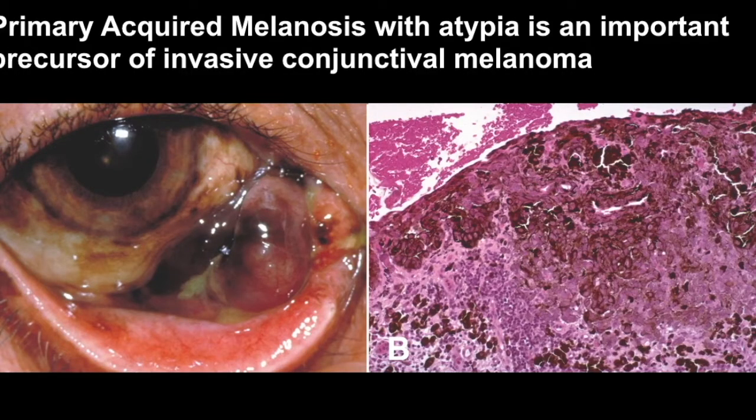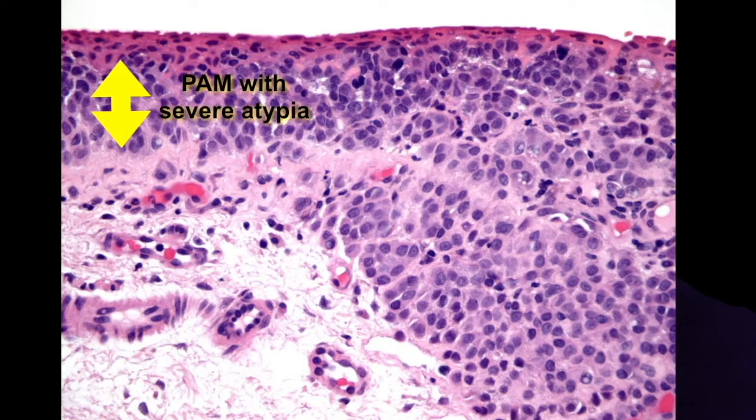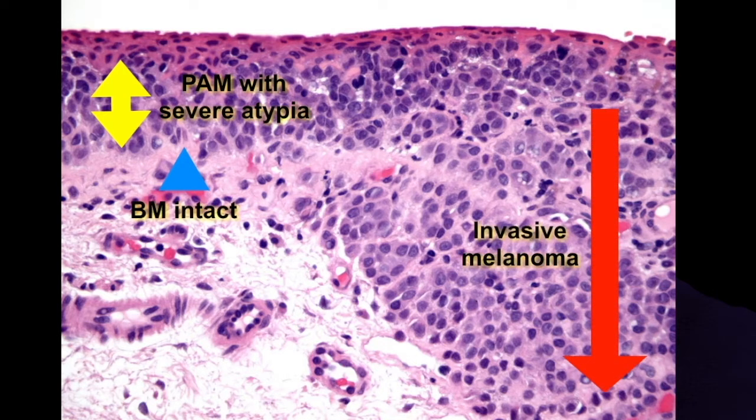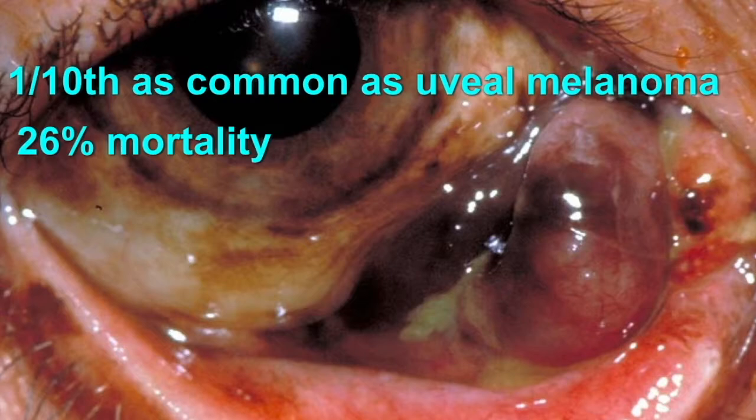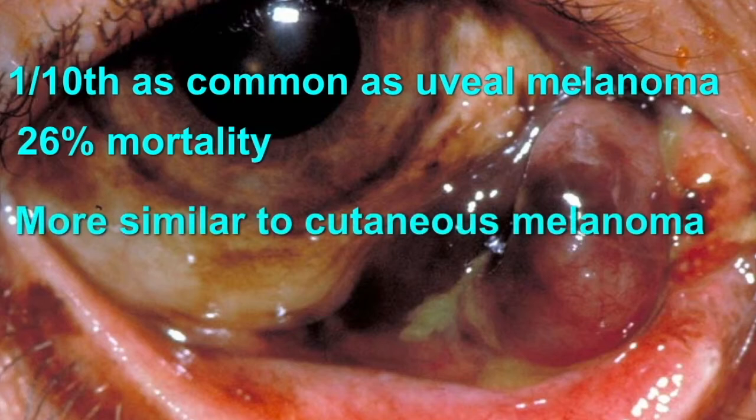PAM with atypia is an important precursor of invasive conjunctival melanoma. About 75% of conjunctival melanomas arise from PAM with atypia, when the atypical melanocytes breach the epithelial basement membrane and a vertical growth phase of invasive melanoma ensues. Conjunctival melanoma is relatively rare. It is 1/10 as common as uveal melanoma, and its mortality rate of 26%, while significant, is half that of its uveal counterpart. Conjunctival melanoma is more similar to cutaneous melanoma than uveal melanoma.